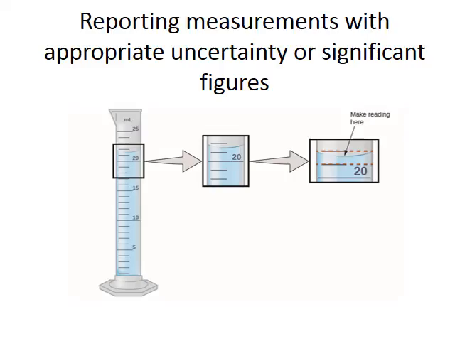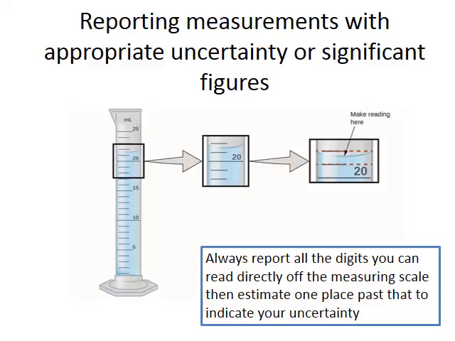Every measurement has uncertainty associated with it, just from the practical limitations of the measuring instrument used. The convention for showing that uncertainty when you make a measurement is to always report every number that you can read directly off the measurement scale and then estimate one place past. Let me show you an example of how this works.